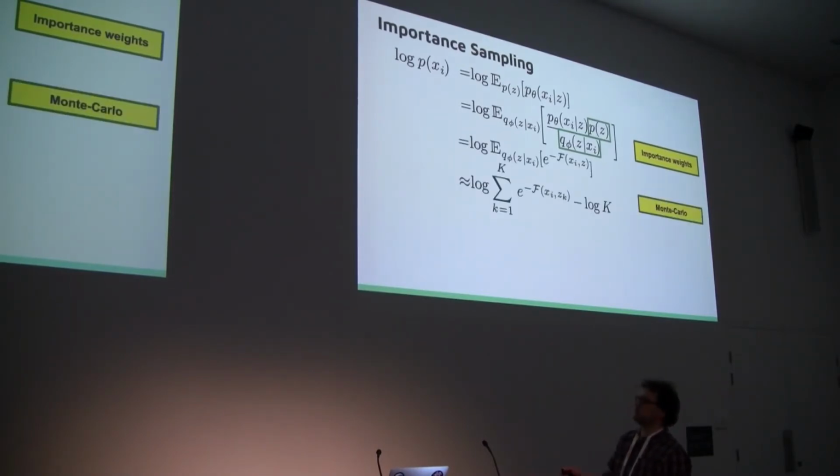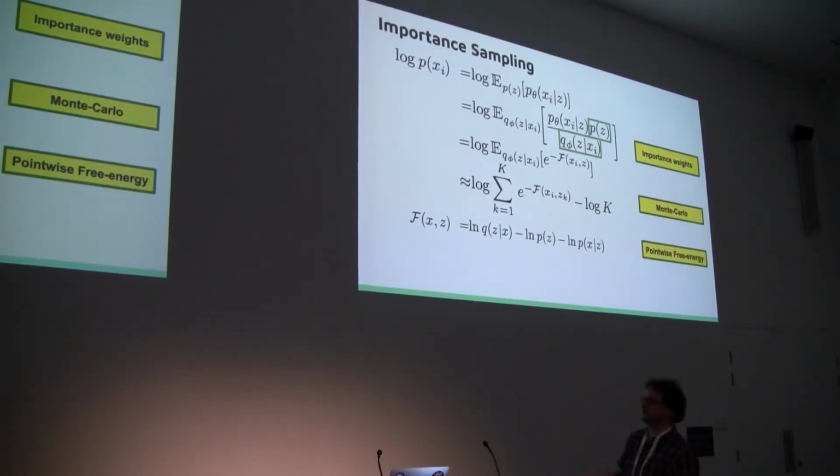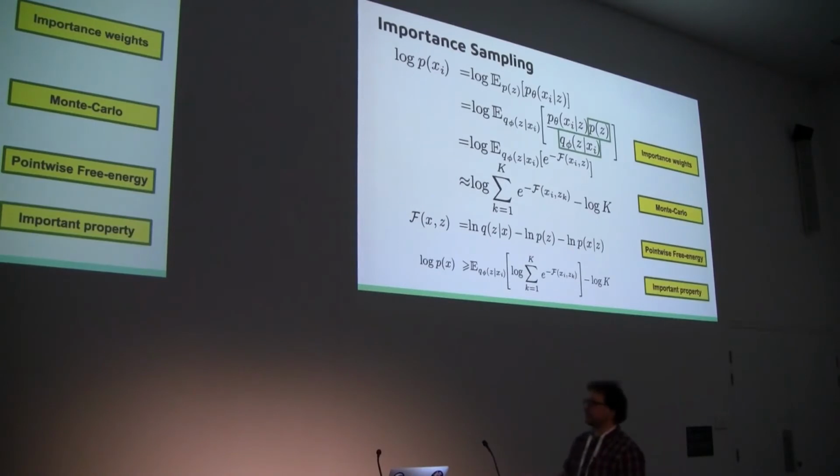We can just rewrite this density ratio in terms of what we call the pointwise free energy, and we can now approximate this expectation by Monte Carlo. That is, we take K samples from this Q distribution and approximate by a finite number of samples. This is just rewriting this f there. And by applying the Jensen inequality to this problem, we can demonstrate that on expectation, for every K, this is a lower bound to the true log likelihood.